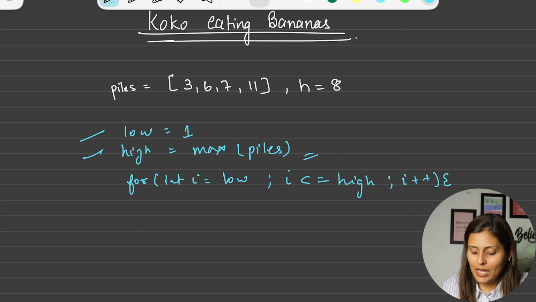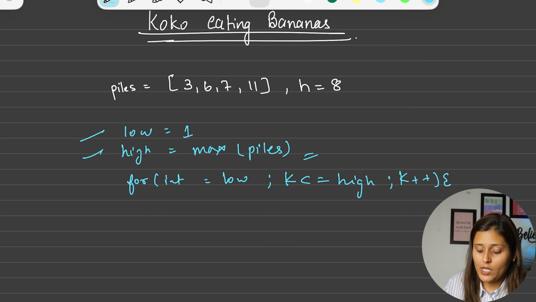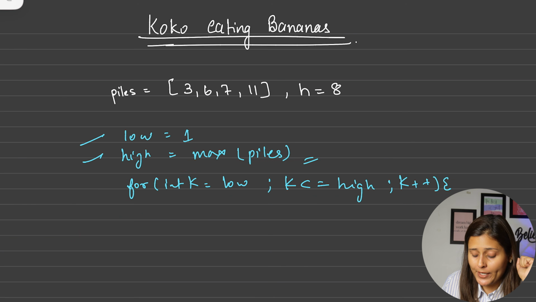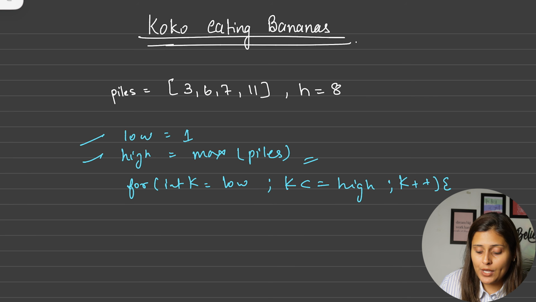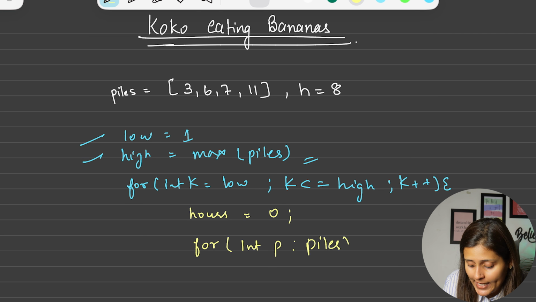So what is my i here? i is nothing but speed. So instead of i we can say k also. Okay, got it. So now I have started running the for loop from low to high. Now what I want to calculate with every speed k is how much time it will take to finish all the bananas if I try to eat with k speed. So definitely I have to calculate the time here, correct. So let's say hours I will initialize with 0 and I will go through the piles, for int p in piles. I would like to take all piles one by one and calculate the hours.